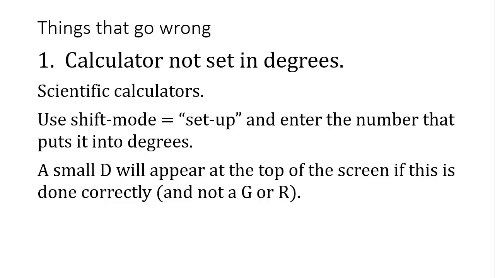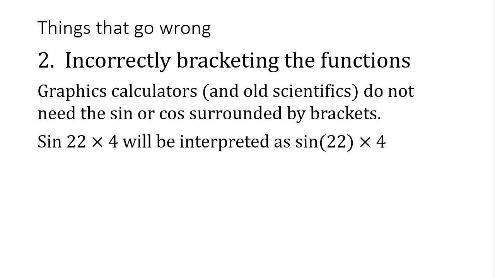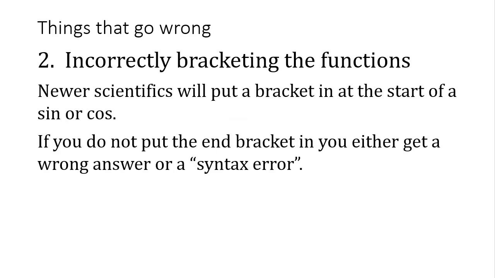Okay, assuming your calculator is set in degrees, then the next most likely reason for getting things wrong is incorrectly bracketing the sine and cos. The old calculators don't need the sine or cos surrounded by brackets. They will just take the next number and assume that it is in brackets. That's usually not a problem. But the newer scientifics will put a bracket at the start of the sin cos automatically, and you need to put the end one in immediately or you get a wrong answer. You'll either get the wrong numerical answer or you'll get a syntax error.